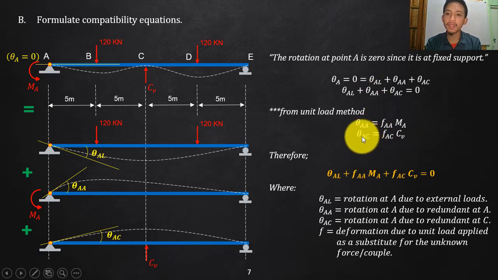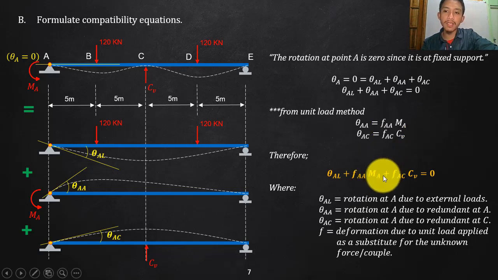The same here. This F sub AC is the rotation due to 1 unit force, since we do not know again C sub V. And then whatever the effect of that 1 unit force, multiply that to the value of the force itself. Then that will be the total effect on point A. So instead of writing theta sub AC there, I will change that to F sub AC times C sub V. So you will end up here now with your one compatibility equation.